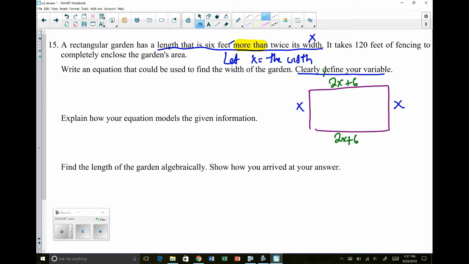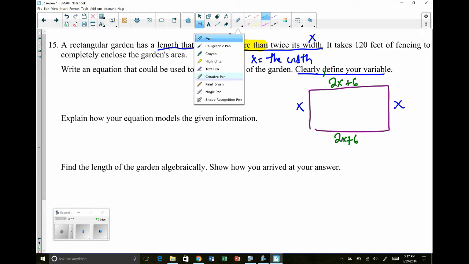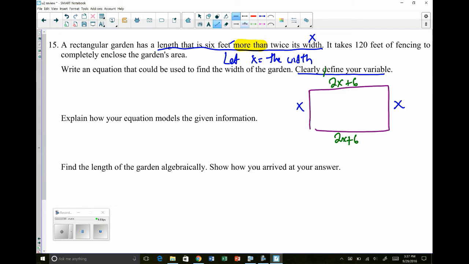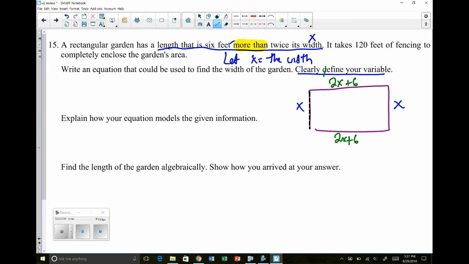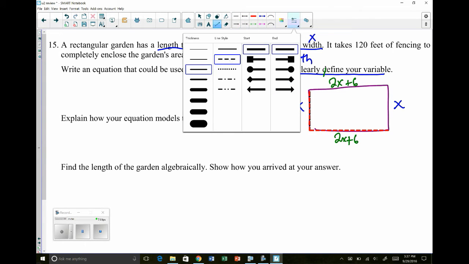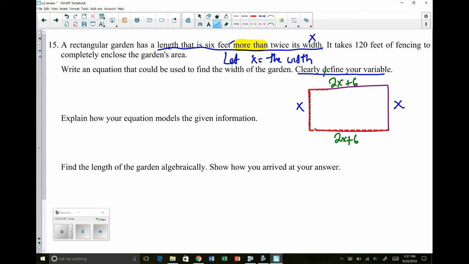It takes 120 feet of fencing to completely enclose the garden's area. So you were like, ooh, I want to write a formula for the area. The 120 feet is not representing the area of the garden. The 120 feet is representing the fence around the garden. Let's pick a better color, red. This red dotted line is what I'm representing by the fence. The fence is the total distance around the garden. That's the perimeter. The perimeter is what's represented by 120.